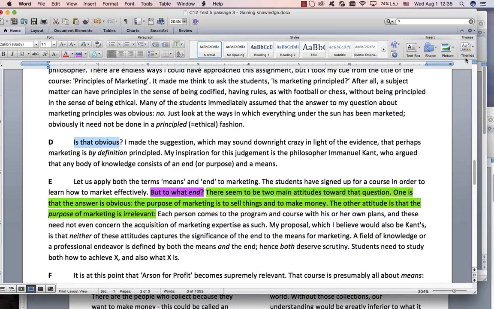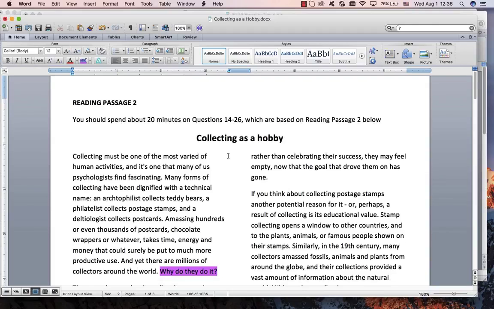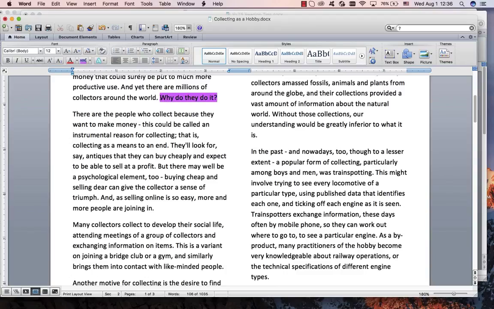There was another important question in the collecting as a hobby reading. Again, IELTS didn't ask a question about this, but you should have recognized that question and seen that all of this is the answer to all of those questions. So the answers to this question were very, very important.